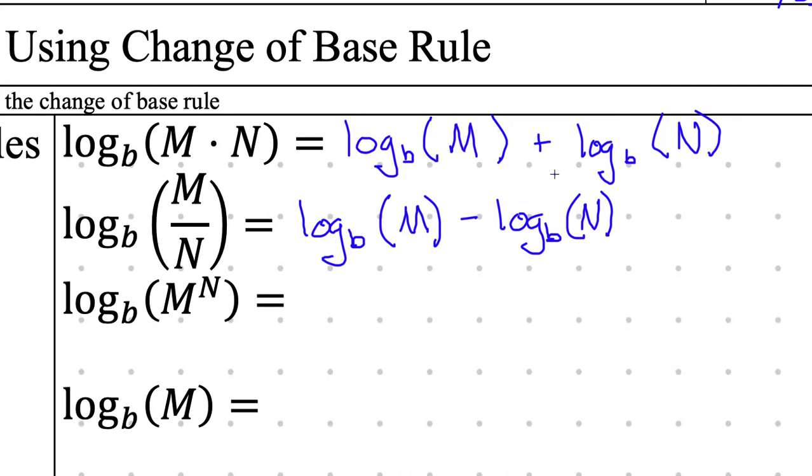What about this third rule that we learned last lesson, Caroline? N times log base b of m. There it is, n times log base b of m. All right, so hopefully these three we're comfortable using. We've used them on the homework.